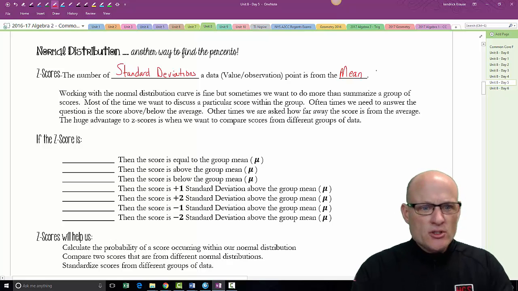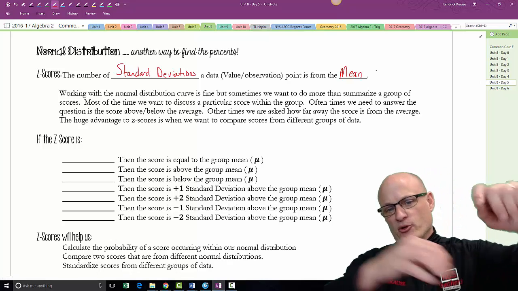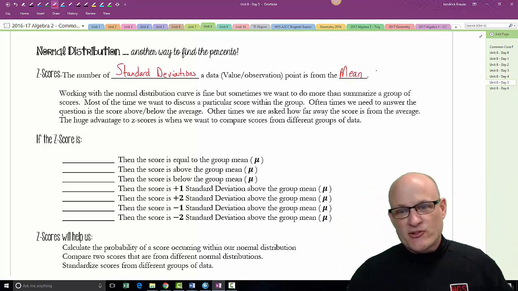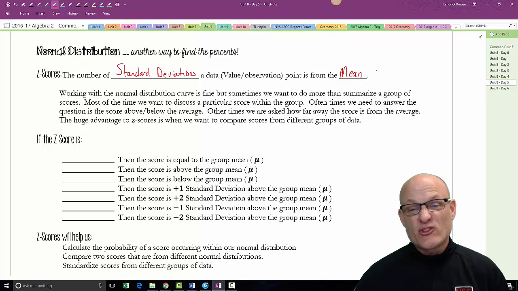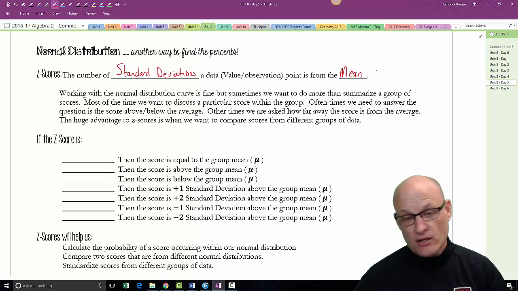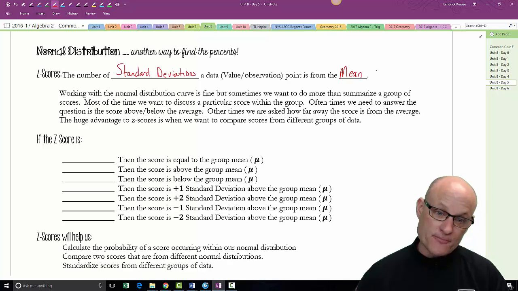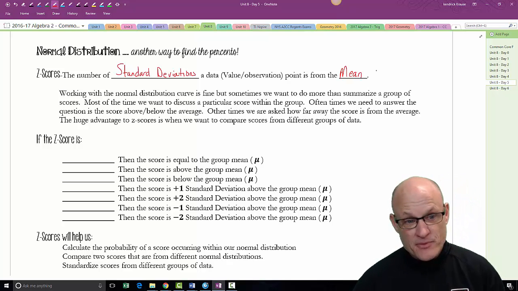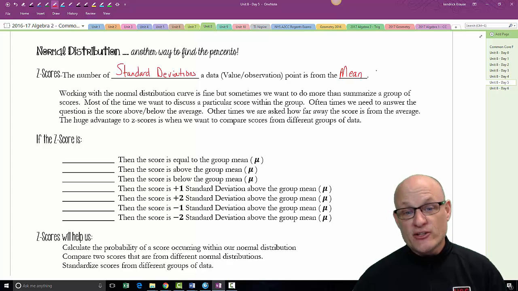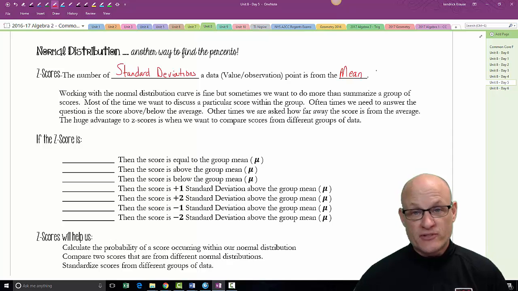If we're working with the normal distribution curve, that's fine. But sometimes we want to do more than just summarize a group of scores. Most of the time we want to discuss a particular score within a group. Oftentimes we need to answer the question, is the score above or below the average? Other times we're asking how far away the score is from the average. The huge advantage of z-scores is that we can compare scores from different groups of data.